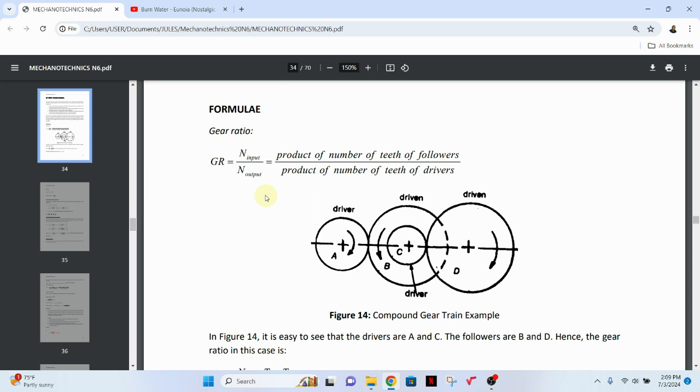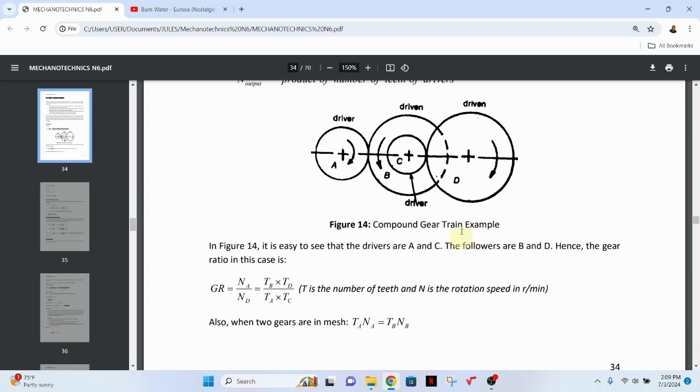And the most common formula, which you are familiar with even from Mechano N5, is that it's equal also to the product of number of teeth of followers. Okay, followers are the driven gears. Okay, so it's equal to the product of number of teeth of followers divided by the product of number of teeth of drivers. The drivers are the driving gears. Okay, very important. So let us look at this arrangement that you see in the picture here.